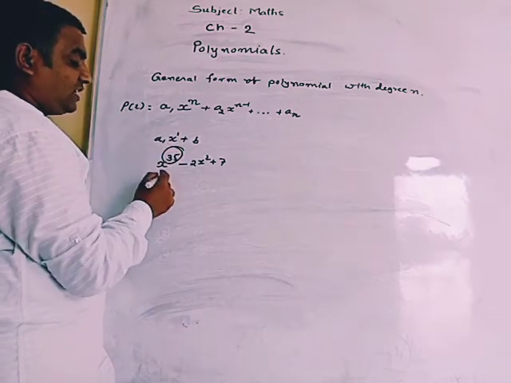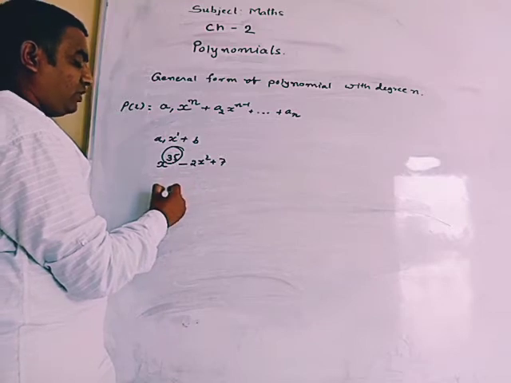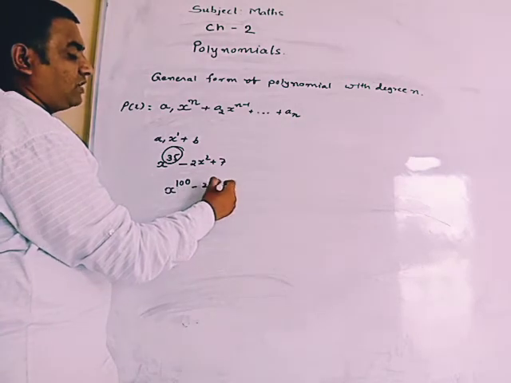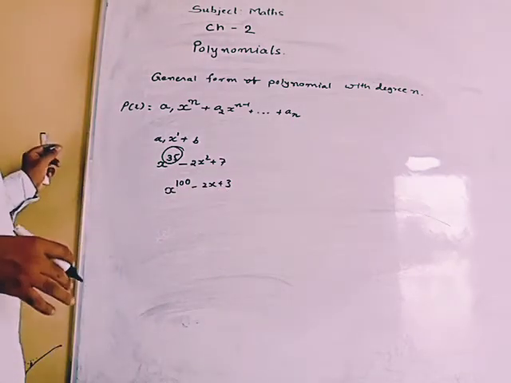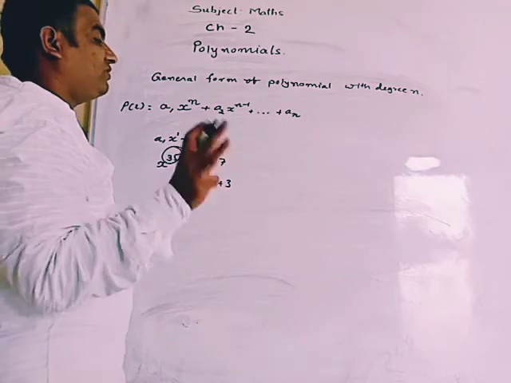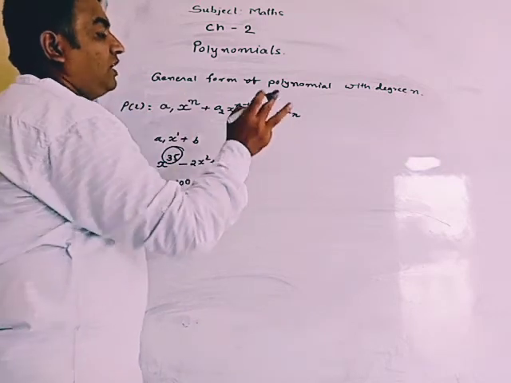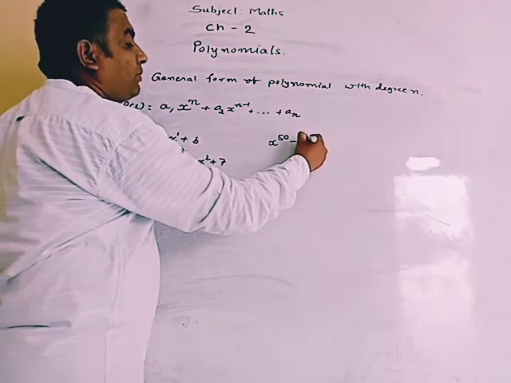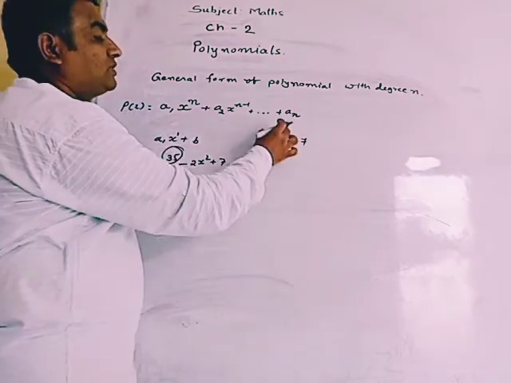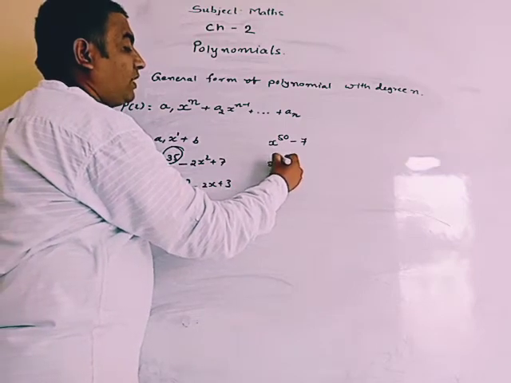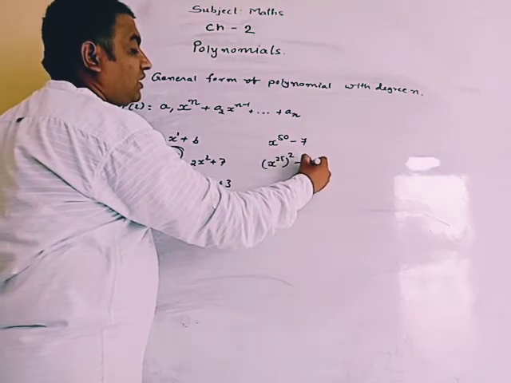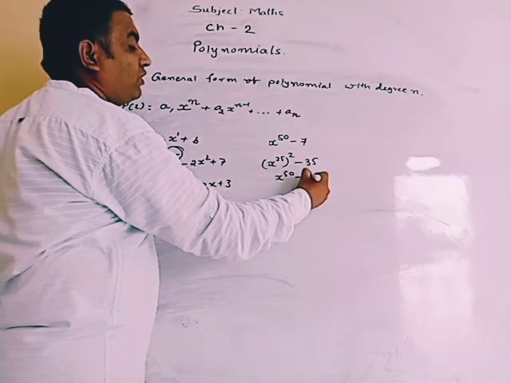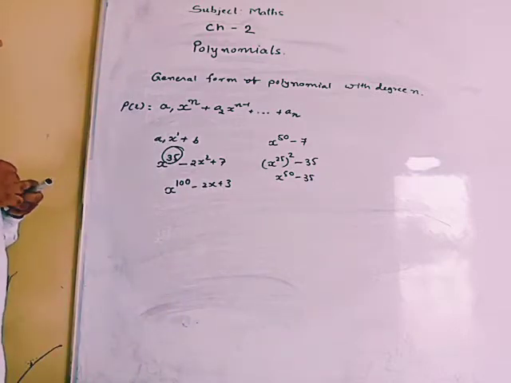Suppose it is said to write a polynomial of degree 100, then x to the 200 minus 2x plus 3. Suppose it is said to write a binomial of degree 50. Now binomial means we have to keep compulsory 2 terms, and degree 50, so the highest power is 50. So x to the 50 minus 7. Here you can see 2 terms, and we can also write (x to the 25) squared minus 35. This will also be simplified to x to the 50 minus 35. So in this way we can construct polynomials.